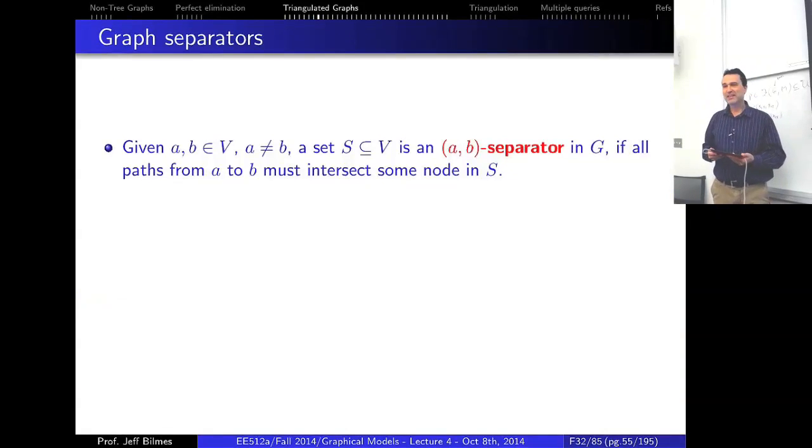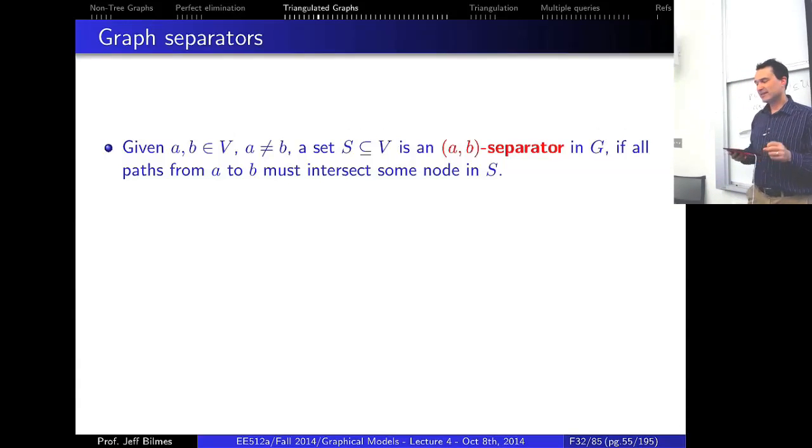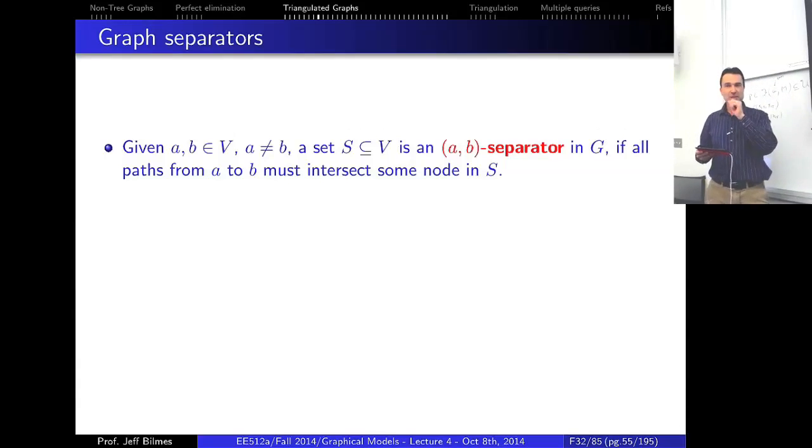Good. Okay, a couple of definitions related to separators. Separators are really important. It turns out that we can characterize triangulated graphs just by properties of separators. But before we do that, we need to define certain aspects of separators. So what do we mean by a separator?